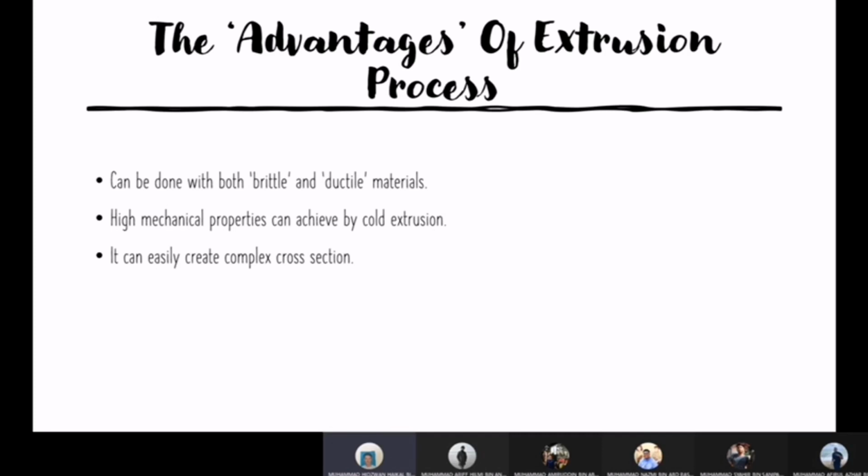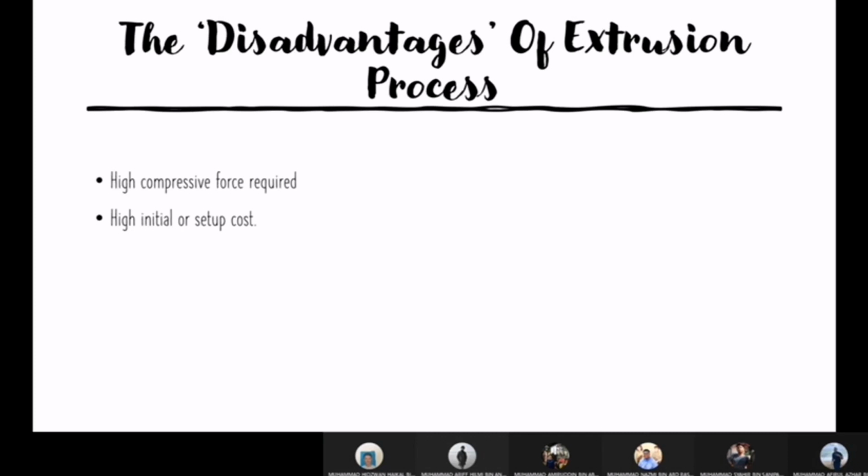All in all, there is advantages and disadvantages in extrusion process. The advantages of extrusion process is it can be done with both brittle and ductile material. It has high mechanical properties, can be achieved by cold extrusion. A complex cross-section can easily be created. Next is the disadvantages of extrusion process. It has high compressive force and high initial or setup cost.